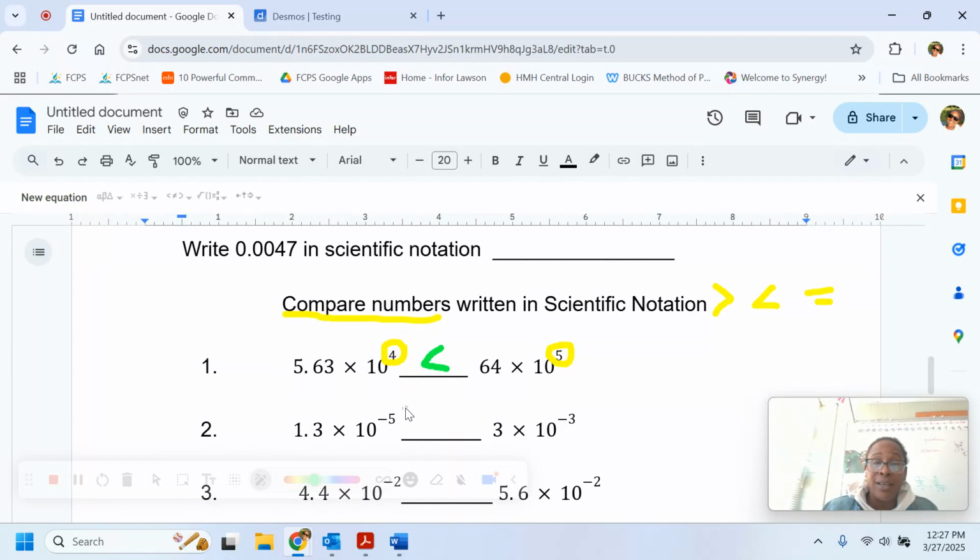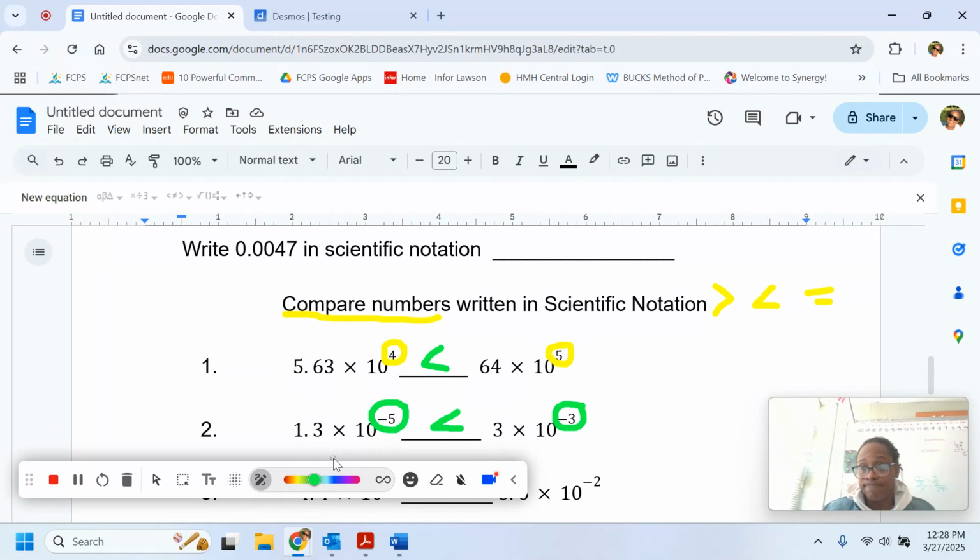So let's look at the next one. Now we're talking about negative numbers. So when we circle that exponent, we're looking at our negative numbers. You have to think about the number line, okay? Which number is closest to 0 on the number line? If you said negative 3, you are correct. So that means that negative 5 is less than negative 3.